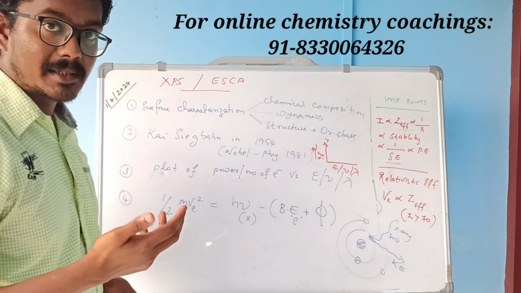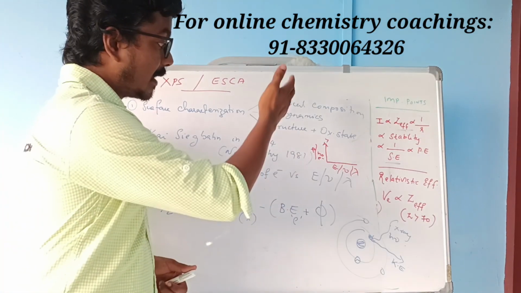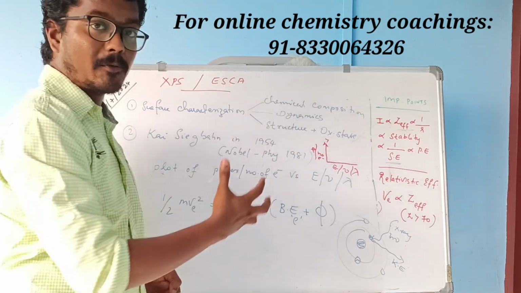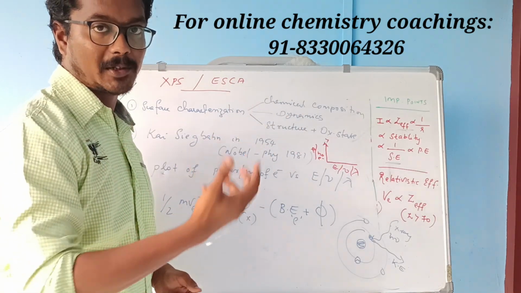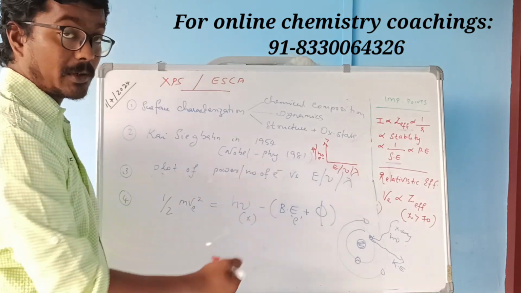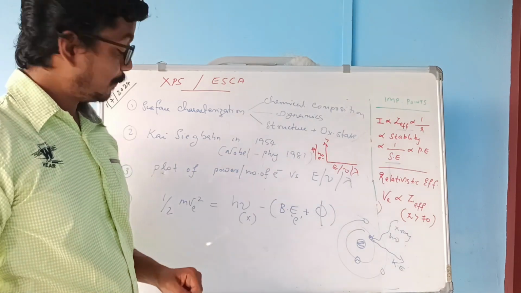Binding energy or kinetic energy, or it can be represented in terms of frequency or lambda, and on the y-axis it will be the power of electrons generated or the number of electrons generated. So the plot is always power or number of electrons as a function of energy, frequency, or lambda.